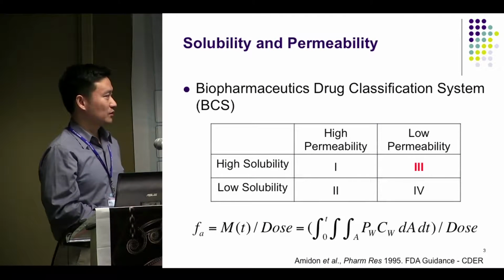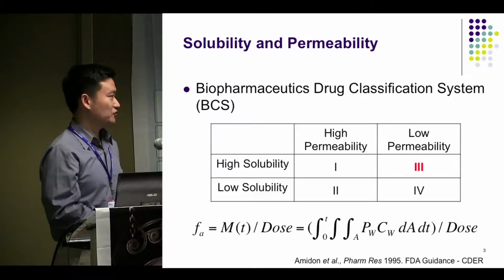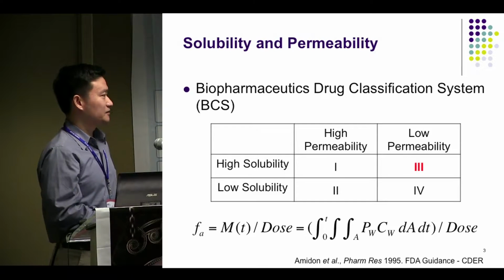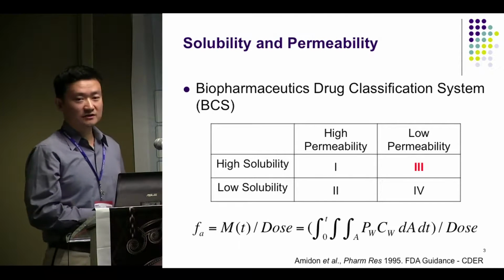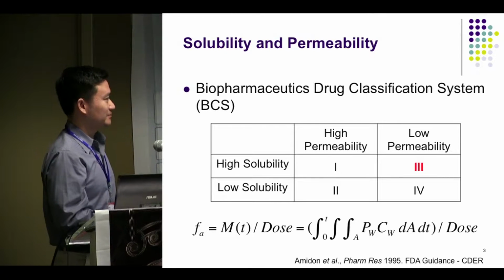I'd like to thank Dr. Amidon for setting up the stage, because this is an important FDA regulatory recognized classification scheme based upon the physical chemical property and also the permeability of the drug. Basically, it says the permeability as well as solubility of your drug dosage form is very important to demonstrate bioequivalence or bioavailability.